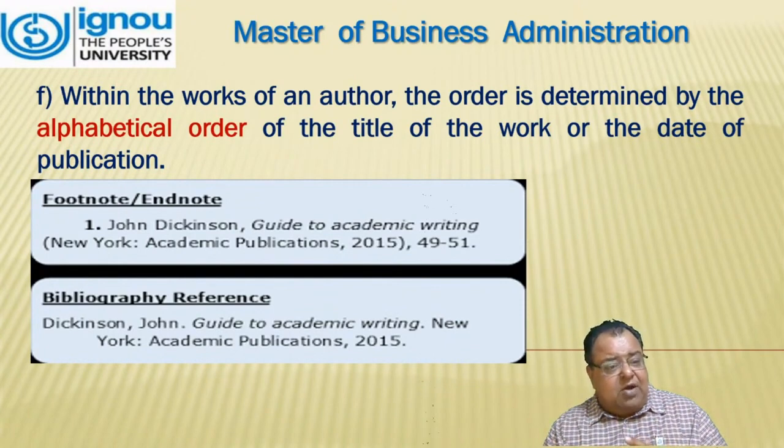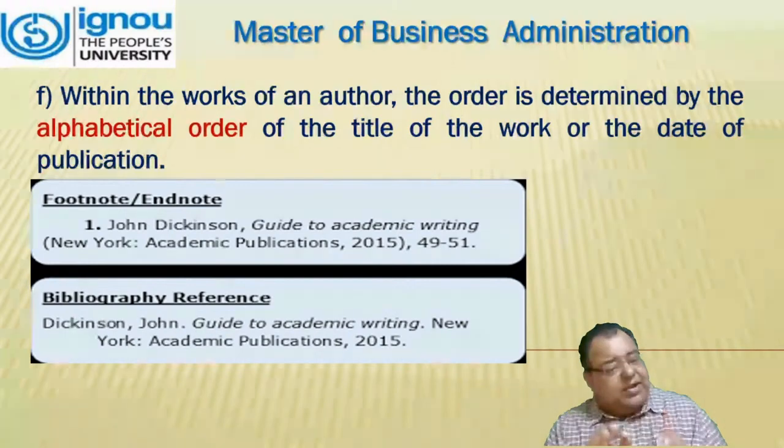You can see over here how footnotes or endnotes are written. Name, Guide to Academic Writing, within parentheses, New York, academic publication, year of publication, and the page on which it is given. And if we talk about the bibliography, name, Guide to Academic Writing, country, academic publication, and year. No page, no parentheses.